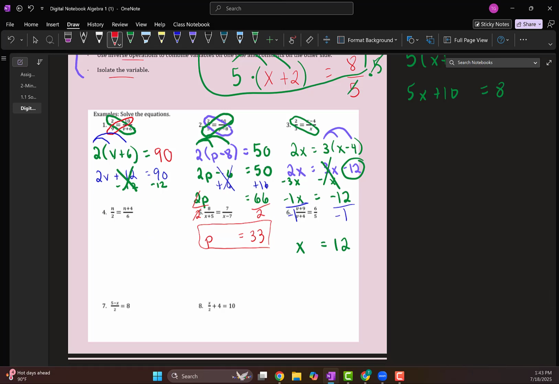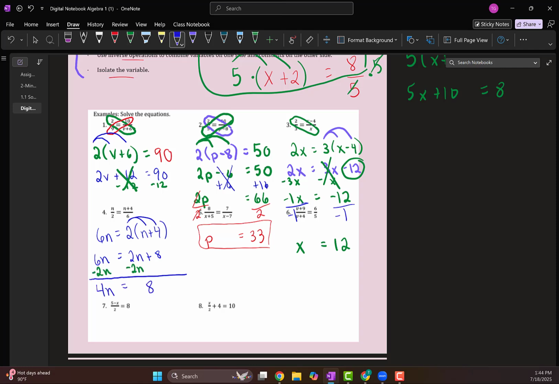Try the first step on number 4. And that's perfectly okay if you go straight to writing, distributing that 2 to the n plus 4, but that's what the first step should look like. Next step. 6n equals 2n plus 8, distribute the 2. Next step.